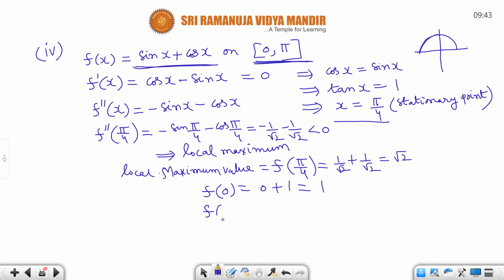The other end is pi. Sin pi is 0 plus cos pi, which is minus 1. Cos pi is minus 1. So minus 1.